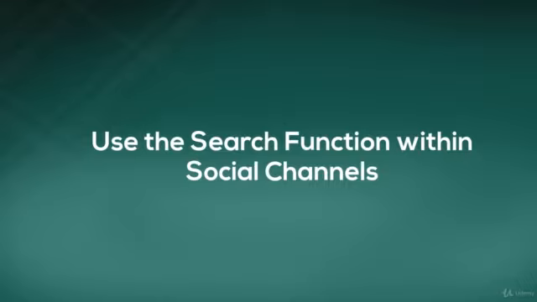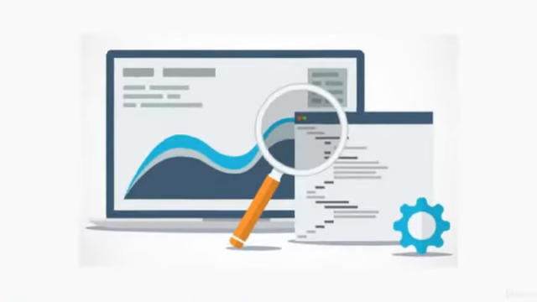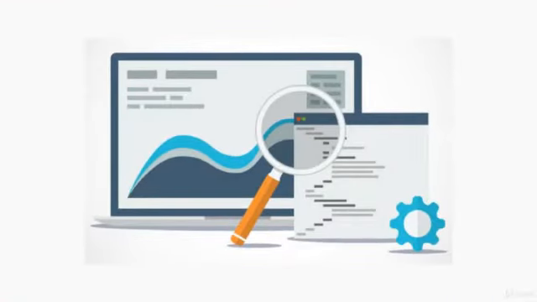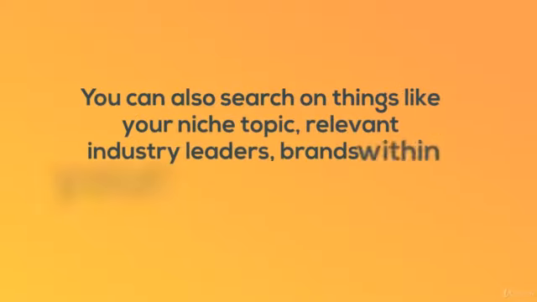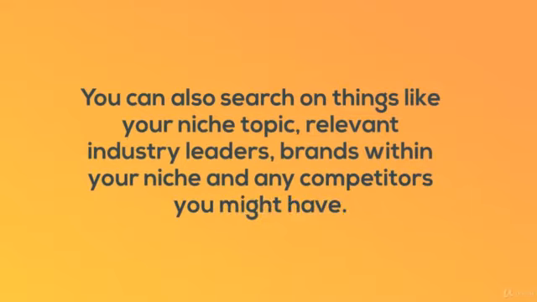Sometimes you may want to take a deeper dive into researching your customers on a specific social media platform. Or you may love using a certain social platform and want to know whether your customers are there too. You can use the platform search functionality to quickly find out if your customers use the same platform. Each social channel has a search function that gives you the opportunity to instantly determine whether your customers are using it. And this can be as simple as entering the names of some of your customers in the search box on the social platform. You can also search on things like your niche topic, relevant industry leaders, brands within your niche, and any competitors you might have.